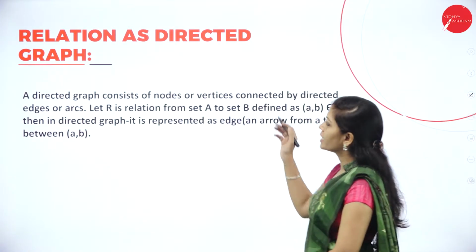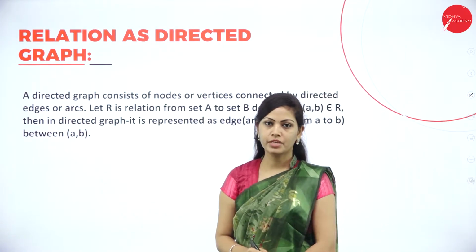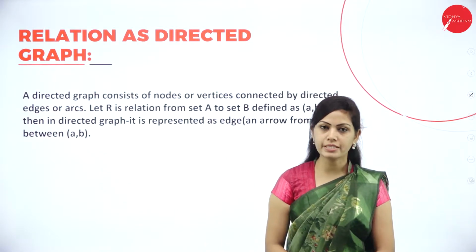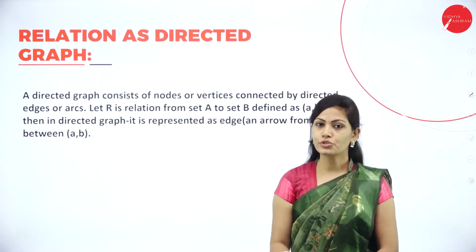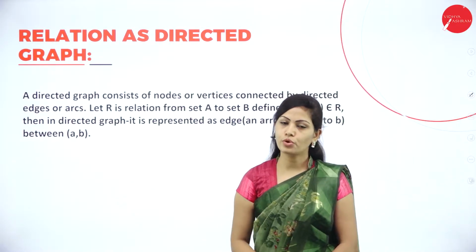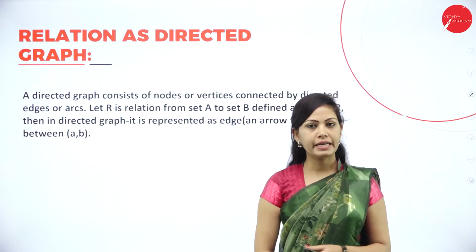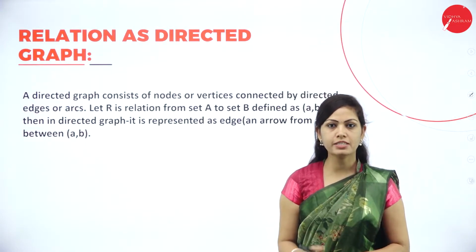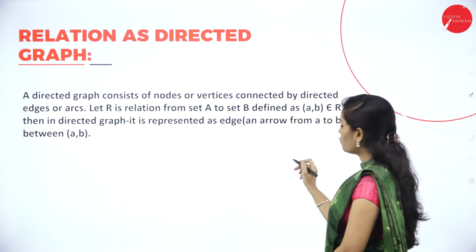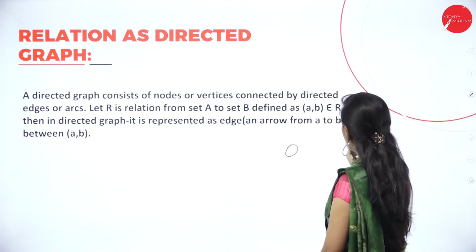Relation as directed graph. I have already discussed relations and properties of relations, right? So today I will discuss relation as directed graph. What do you mean by graph? A graph is a set of vertices and edges.